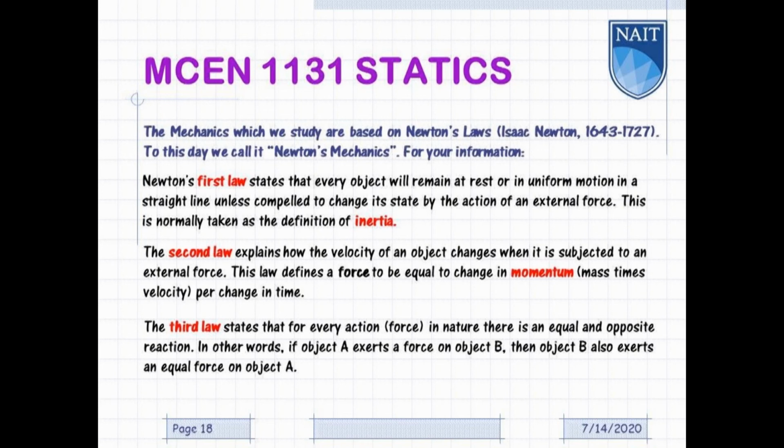The second law explains how the velocity of an object changes when it is subjected to an external force. This law defines a force to be equal to change in momentum, mass times velocity, per change in time. The third law states that for every action, force, there is an equal and opposite reaction. In other words, if object A exerts a force on object B, then object B also exerts an equal force on object A.